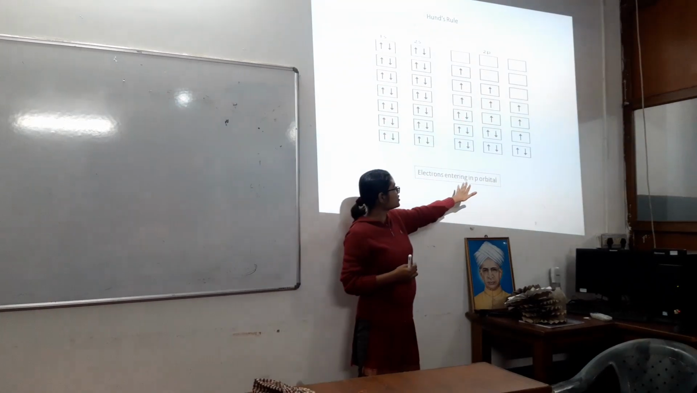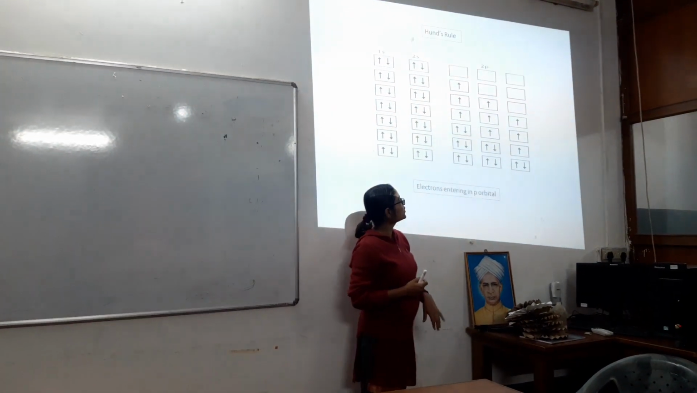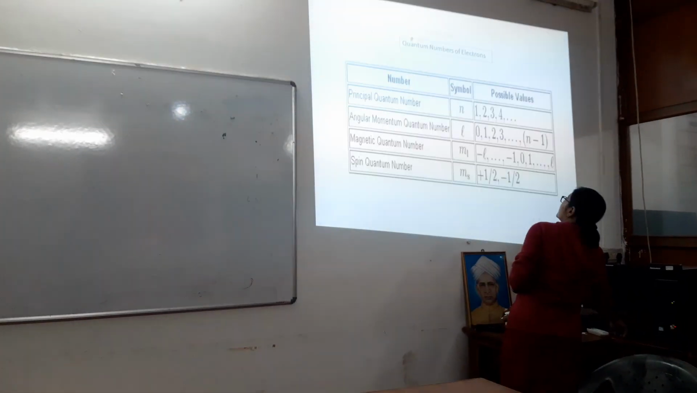This is electrons entering in the p orbital. I explained this Hund's rule by this example. So this is Hund's rule. Now we go to the next slide.